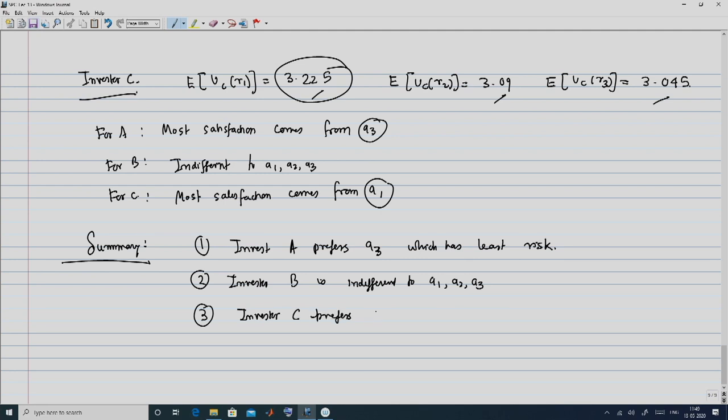And investor C prefers A1, which has the largest risk, and this again is consistent with investor C being risk loving. So, this is risk averse, risk neutral, and risk loving.